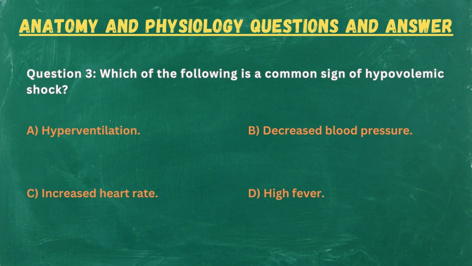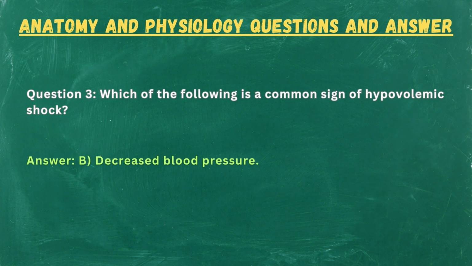Question 3. Which of the following is a common sign of hypovolemic shock? A. Hyperventilation. B. Decreased blood pressure. C. Increased heart rate. D. High fever. Answer: B. Decreased blood pressure.